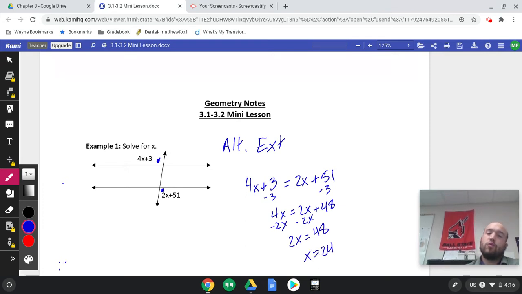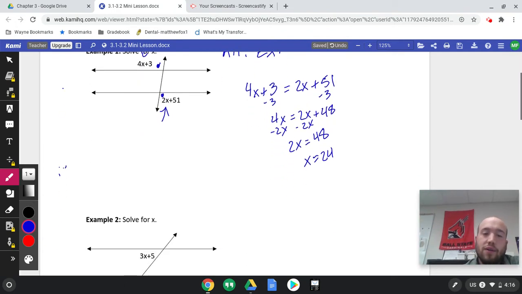Now for this problem, all we had to do was solve for x. But if they asked us what this angle is, all you would have to do is plug it in right there for the x. So 2 times 24 is 48, plus 51 gives us 99. You also, if you'd preferred, could have plugged it in there. 4 times 24 gives us 96, plus 3 is also 99, which makes sense because those angles are equal.